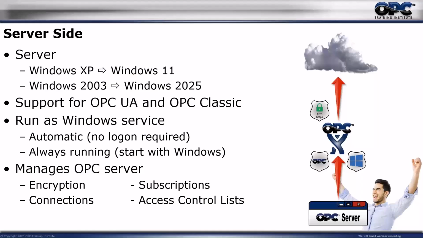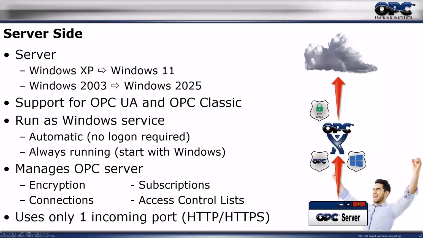So that's between the client and the server. So again, this is all on the server side. One more thing. Remember, you only need to open one incoming port. It's either 80 or 443 or whatever port you decide is necessary for you. It's completely configurable and you can decide what it's going to be. But only one port is needed to open here.